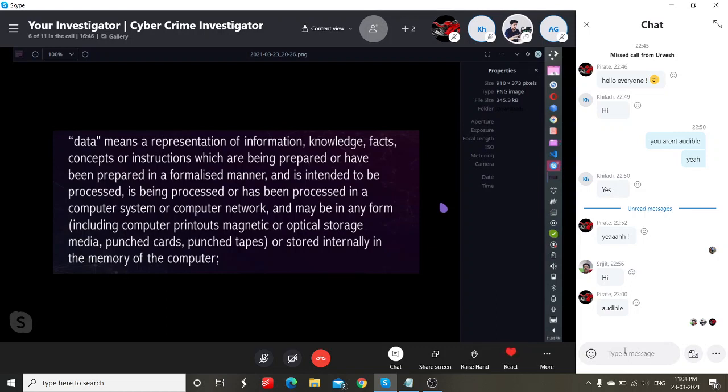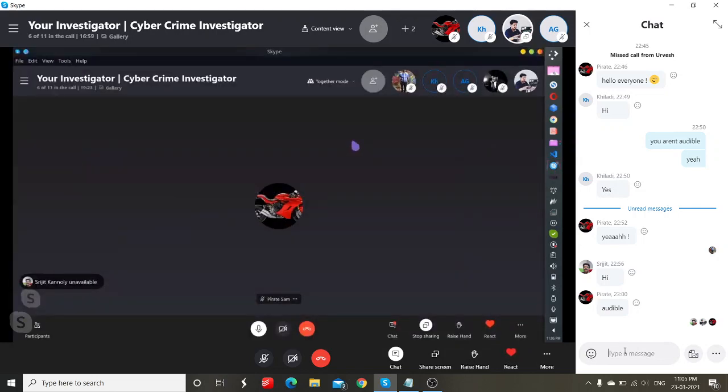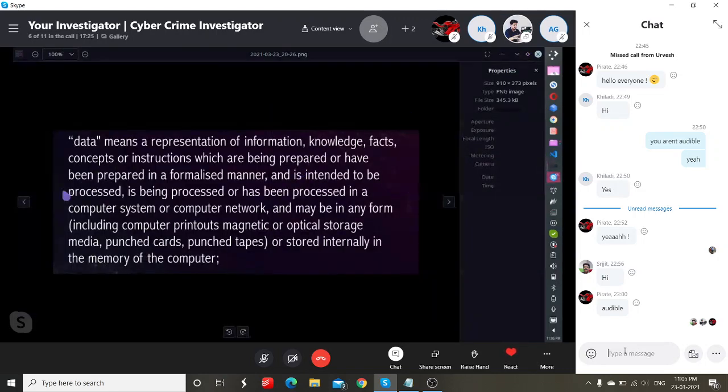Cool. Now, in order to understand the evidentiary value of 65 and 65B, we have to actually go and understand 65B also and the sub clauses. There are four sub clauses. The fourth sub clause deals specifically with the 65B certificate. The other three sub clauses, I'll just show you.